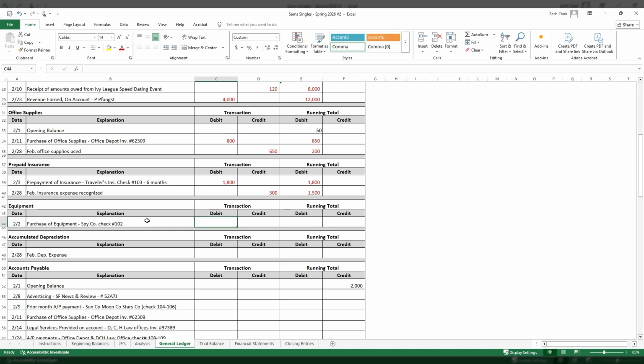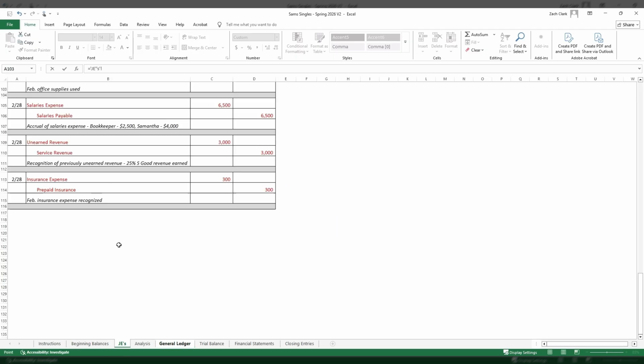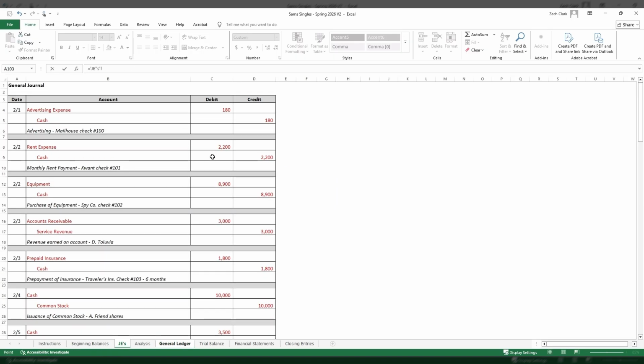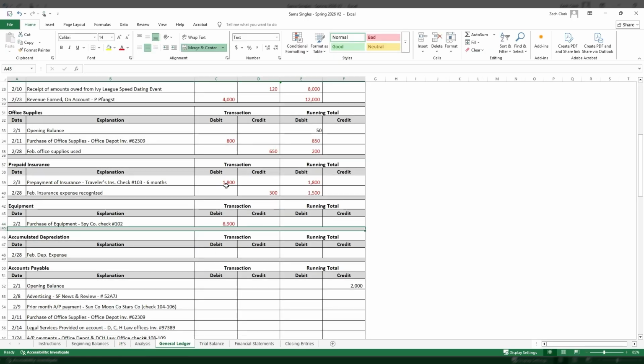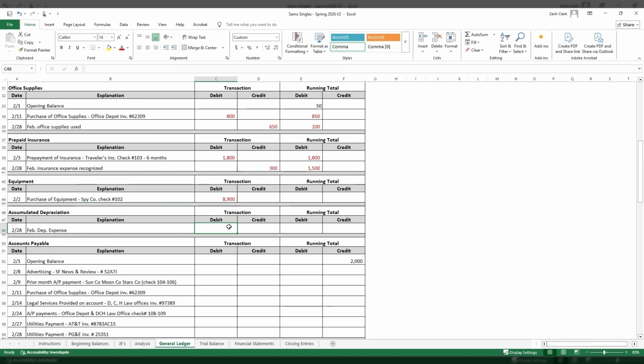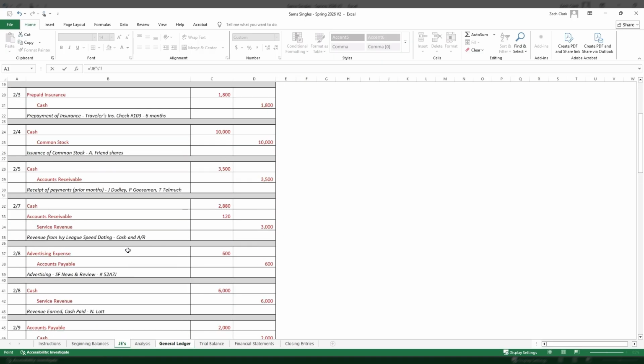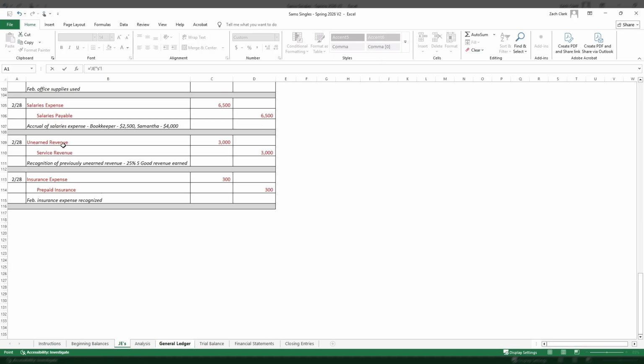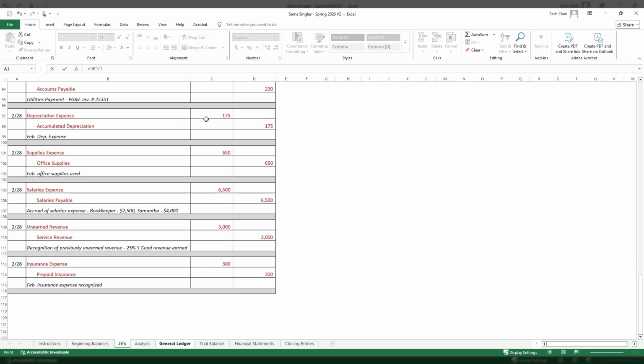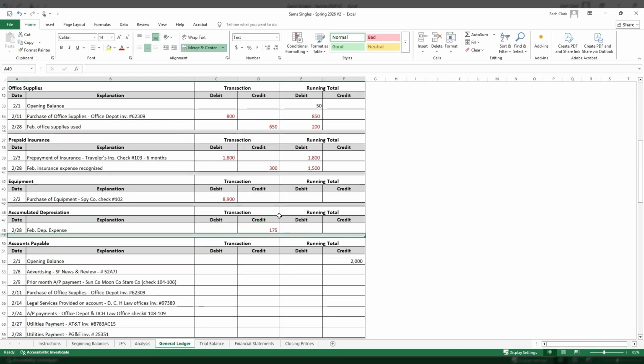All right, so equipment, we just made that one purchase on the 2nd. So let's go back there. Here we are, $8,900. Okay, that's all that we need to record in the equipment account. For the accumulated depreciation account, remember this is a contra asset, and that's related to our adjusting entry here. So we'll scroll down to the bottom. Here we go, 175. Oh, one thing we should do, let's carry our totals over to the running total. And we want to have the credit there.